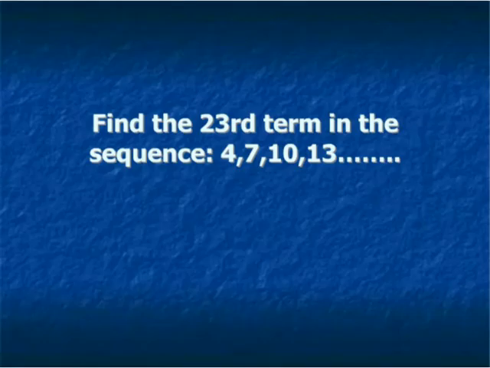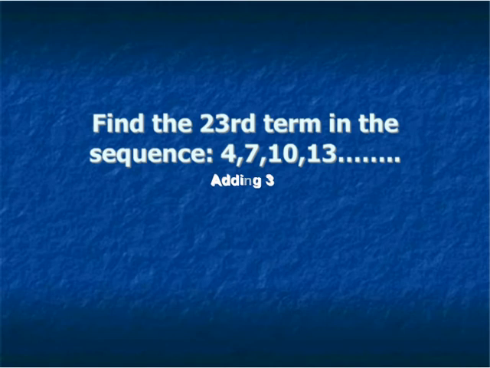You'll see sequences on the test. Two types of sequences. An arithmetic sequence simply follows a pattern where you're adding a number to each term before it. For instance, here we're looking for the 23rd term in the sequence 4, 7, 10, 13. Well, we can see from the sequence that you're simply adding 3 to each number before it.